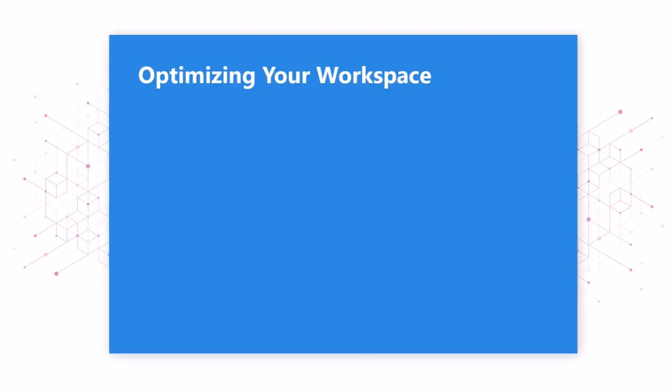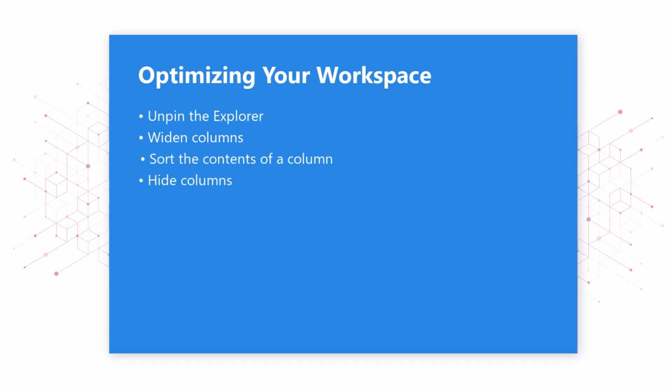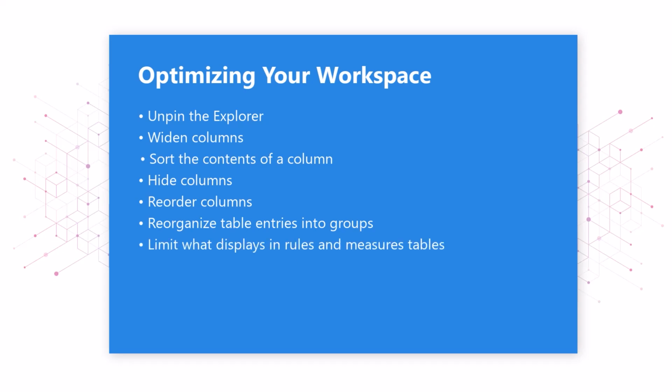So that's how you optimize your Measure Factory editor workspace. You can unpin the Explorer, widen columns, sort the contents of a column, hide columns, reorder columns, reorganize rules or measures table entries into groups of similar entries, and limit what displays in the rules or measures tables to a particular type of entry, for example, source rules only.